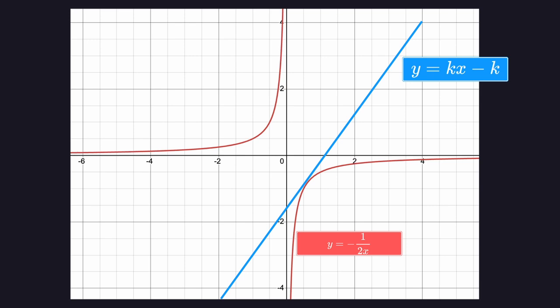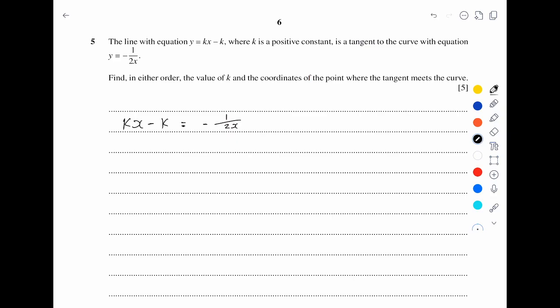This means that at some point, kx minus k is equal to -1/2 x. So let's start here. Let kx minus k equal -1/2 x. Therefore, we can say that 2x times kx minus k is equal to -1. Which means then that 2kx squared minus 2kx plus 1 is equal to 0.